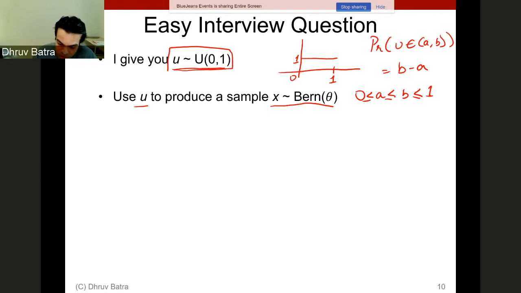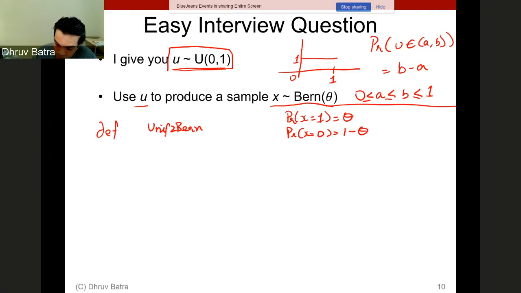I give you a sample from it, and you have to define a function that is uniform to Bernoulli. And remember, Bernoulli is this random variable, where probability of x equals 1 is equal to theta, and probability of x equals 0 is 1 minus theta. So this is the input. You get a u. You have to write this function that outputs an x.